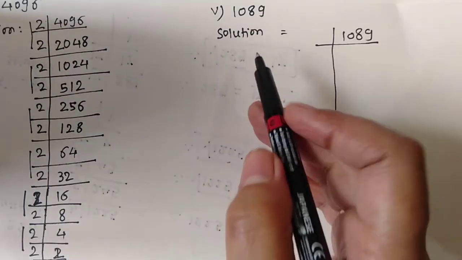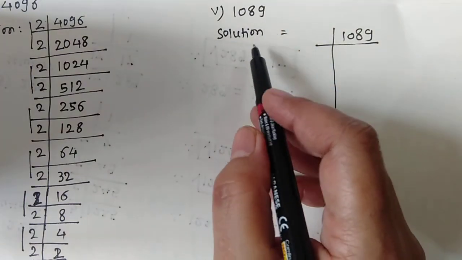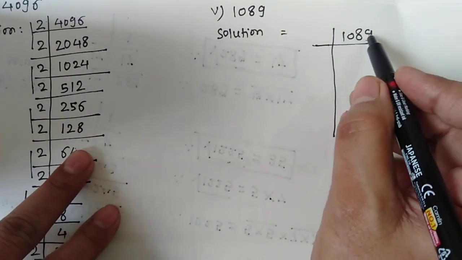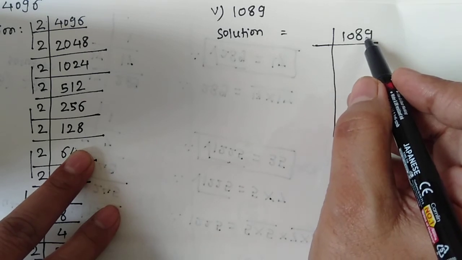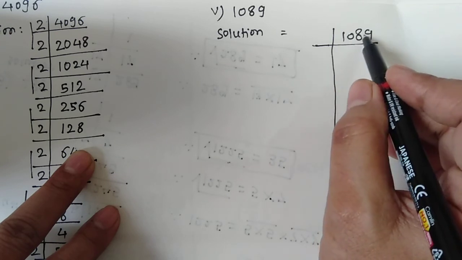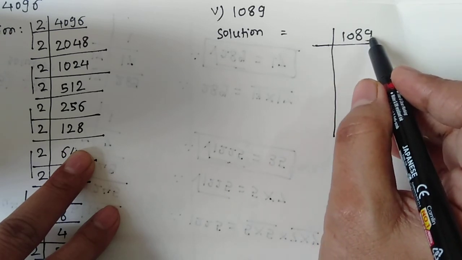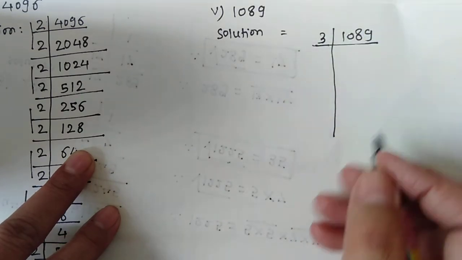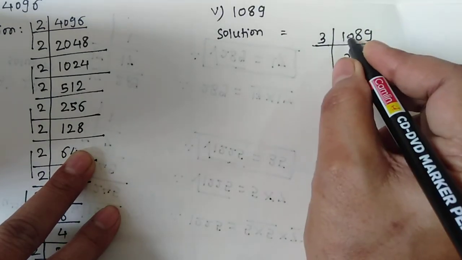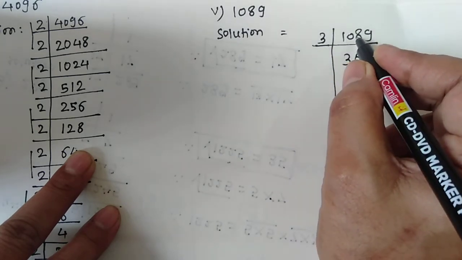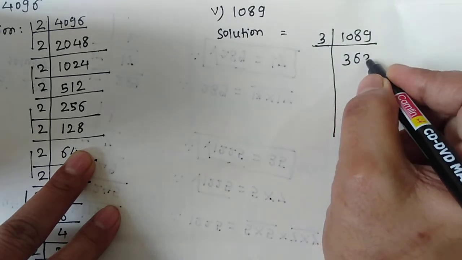Now the last question is 1089. So write down the solution, find out the factors. See here it is not even number, so not divisible by 2. Now take the addition of digit, 8 plus 9 plus 9. So it is divisible by 3. So 3 3s are 9, 3 6 are 18, 3 3s are 9.